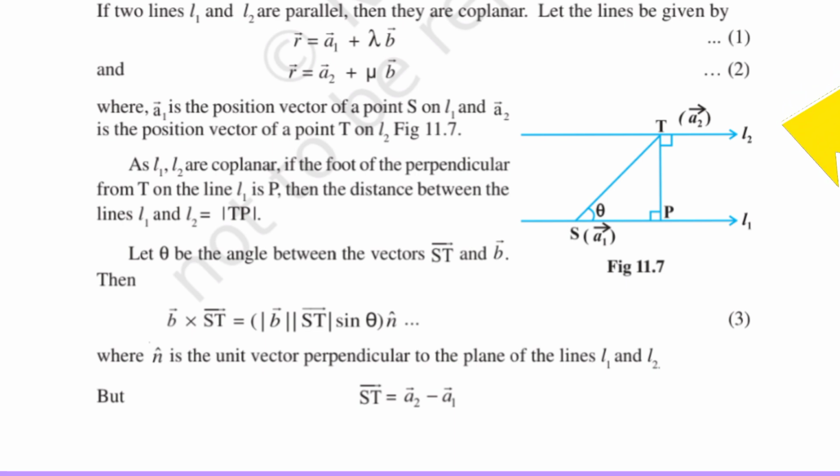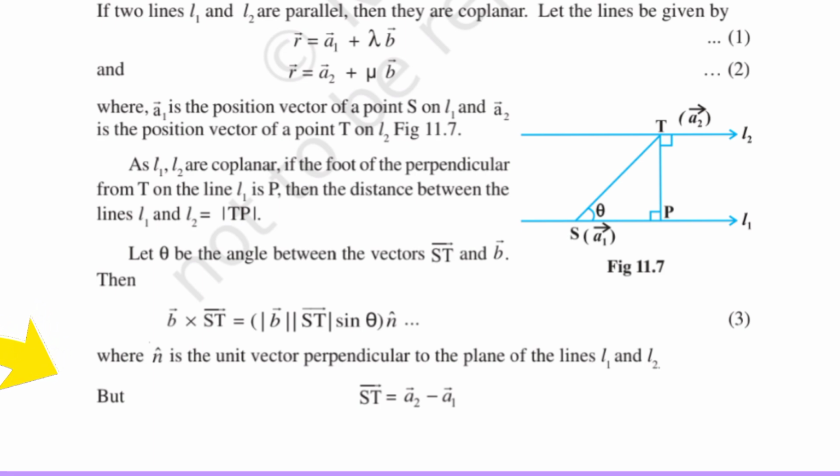See Figure 11.7. As L1 and L2 are coplanar, if the foot of the perpendicular from T on the line L1 is P, then the distance between the lines L1 and L2 is equal to |TP|. Let θ be the angle between the vectors ST and b, then b × ST = |b||ST| sin θ n, where n is the unit vector perpendicular to the plane of the lines L1 and L2.